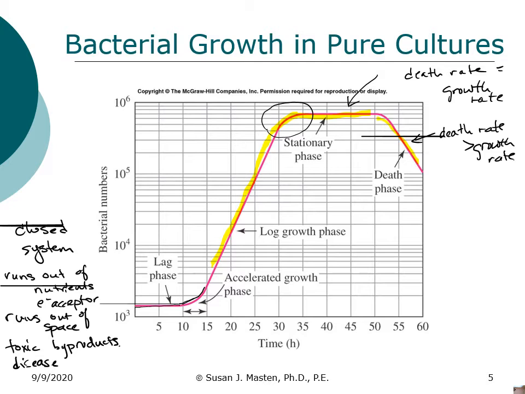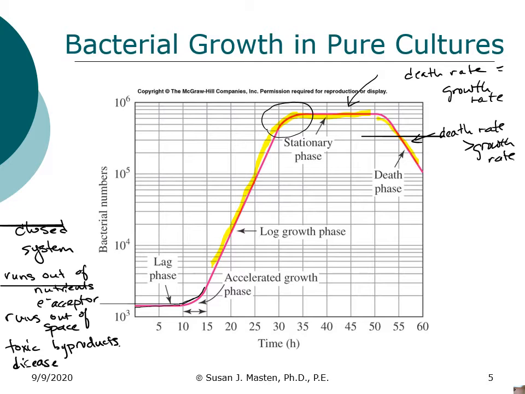And then at some point, as shown here, what's happening is it's moving from the log growth phase to a stationary phase. So, for instance, the substrate becomes limiting. So it's running out of nutrients, or it's running out of the electron acceptor. It may be running out of space.